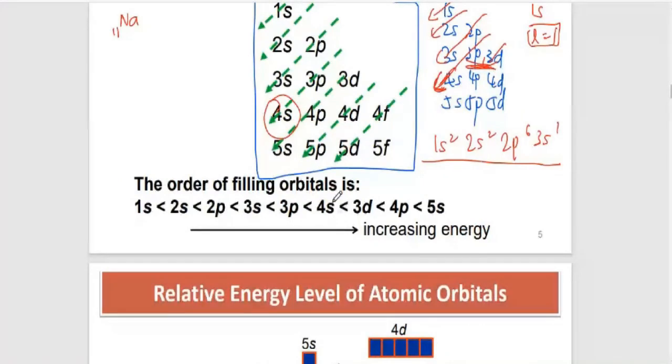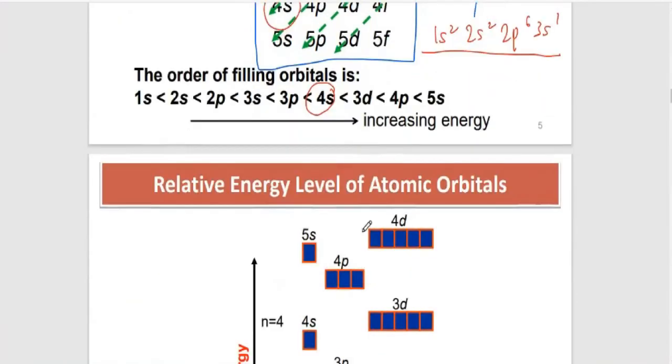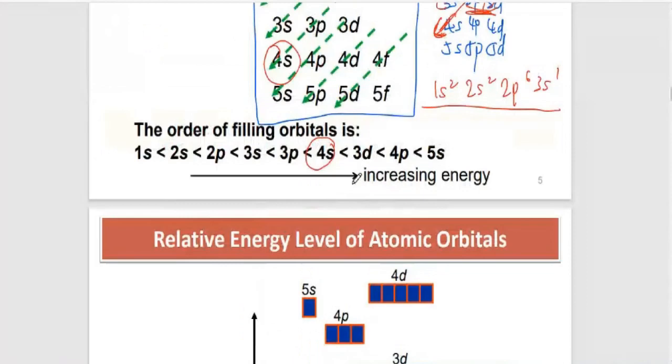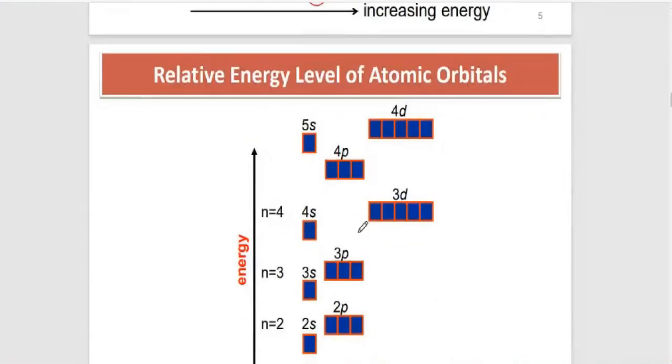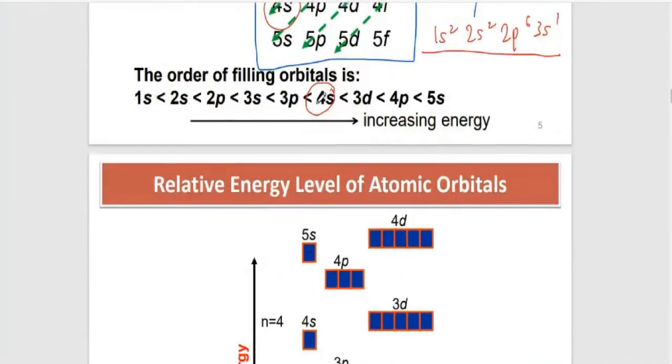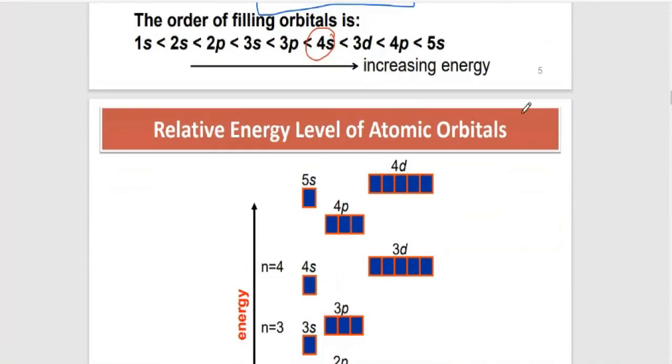Yeah, fill in 4s first. When there is no electron, the energy for 3d is higher than 4s. But when you fill in the electron already, now 4s is higher than 3d.